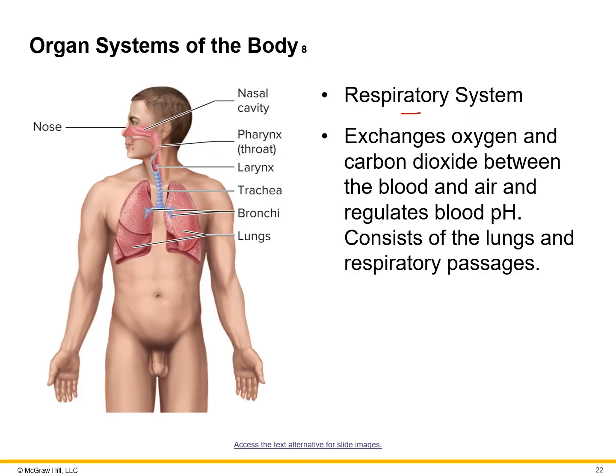Then our respiratory system, of course, our breathing. So it exchanges oxygen and carbon dioxide between the blood and the air, and also helps regulate pH, and is made up of our lungs and those respiratory passages like our pharynx, our throat, the trachea, and our nasal cavity.